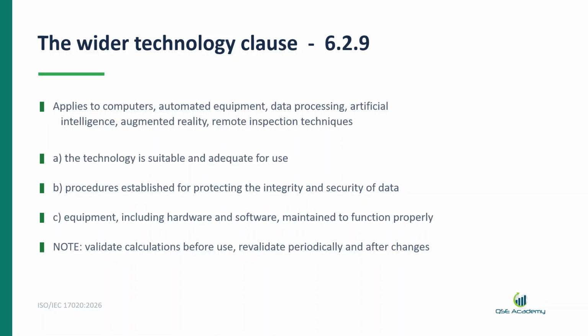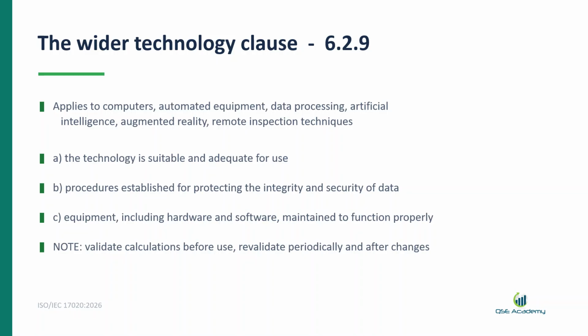Clause 6.2.9 sits alongside it and is broader. It applies where you use technology in connection with inspections, and it names them: computers or automated equipment, data processing, artificial intelligence, augmented reality, remote inspection techniques. 3 obligations. The technology is suitable and adequate for use. Procedures are established and implemented for protecting the integrity and security of data. And equipment, including hardware and software, is maintained to ensure proper functioning.